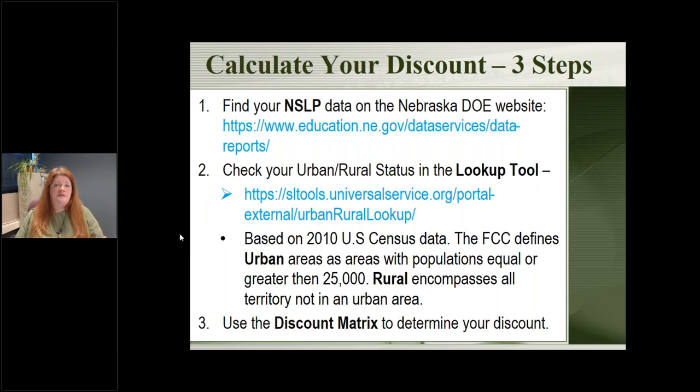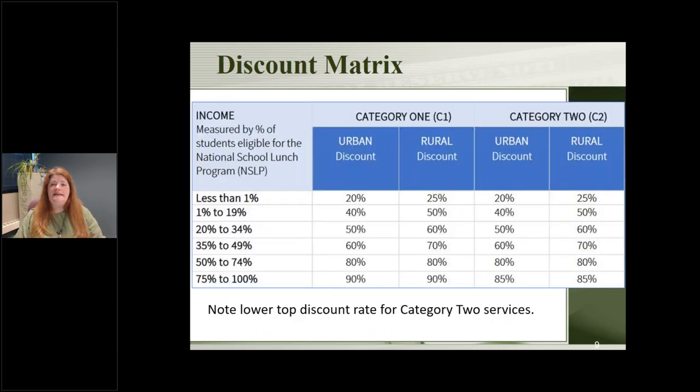And then once you have those two numbers, there is this handy little discount matrix that USAC provides, where you can look up and see, based on the percentage of children that are eligible for the school lunch program, what discount a library can receive. Now you see here we have category one and category two, and I'll get into explaining the difference between those. There are different types of things that you can apply for in E-rate. But you can see from this matrix that even having less than 50% of your children eligible, you can still get 60 to 70% off on your E-rate eligible cost.